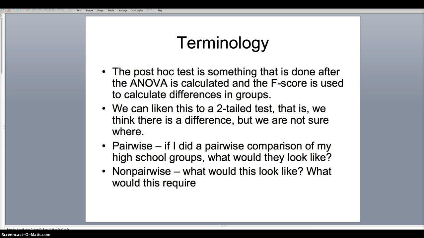So what we have is something called a post hoc test. It's conducted after the ANOVA, and basically it's like a two-tailed test. We're saying that there is a difference, but we're not sure where the difference is. And there's two types that can be used. There is a pairwise, which means it's looking at freshmen and sophomores, sophomores and juniors, juniors and seniors, sophomores and seniors, juniors and freshmen. It lists every possible combination.